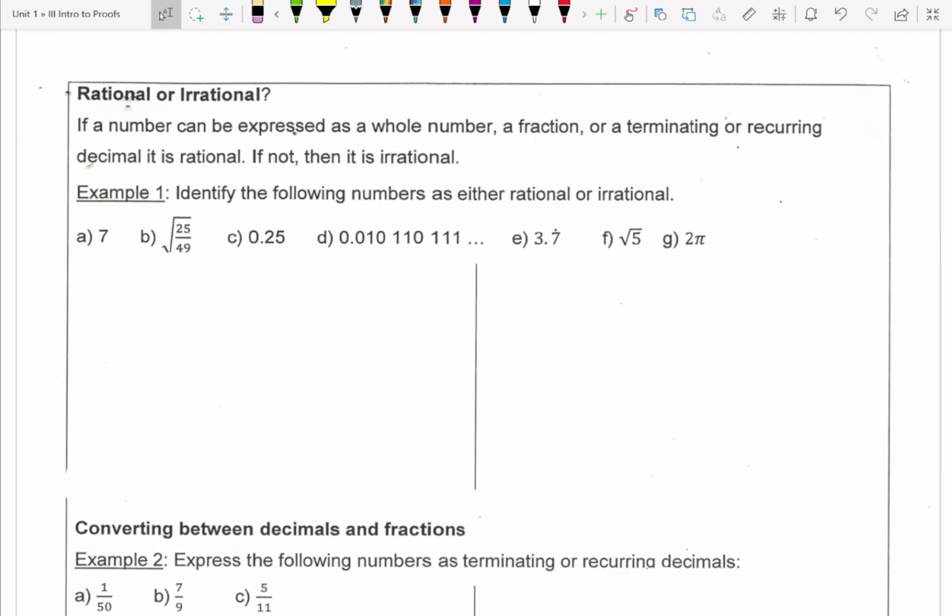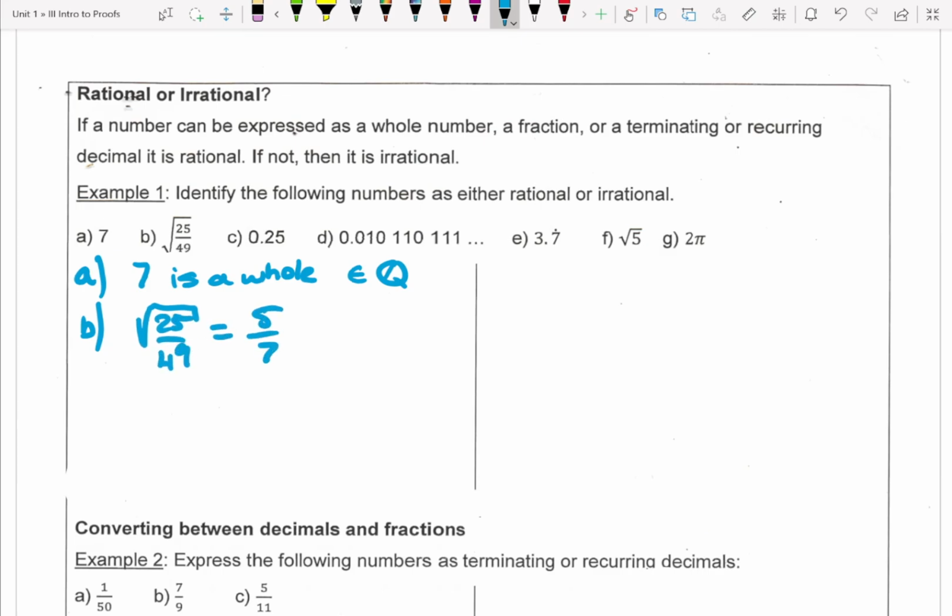So for example 1, identify the following numbers as either rational or irrational. Starting off with A, number 7. Very simple to start off with. 7 is a whole number, so it is definitely an element of the rationals. Part B. Now it's trying to trick you here because it's got a square root symbol, but our numerator and our denominator are both squares. So taking the square root of that, this is the same as just 5 on 7. Now 5 on 7 is a fraction, so that is rational.